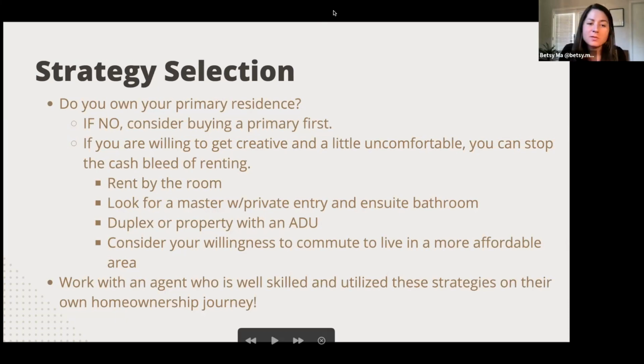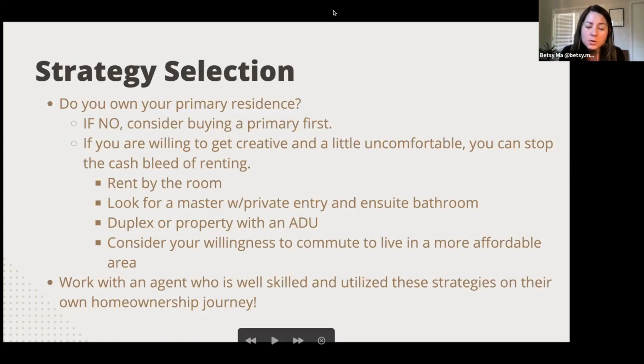Your first home is never your dream home. What could you do to just get in and let that property sit for a few years to build up equity so that you can later purchase another property as your primary dream home? So I want to encourage you to work with an agent who's well skilled and utilizes this strategy even on their own home ownership journey, and can also be a resource for you as you start your home ownership journey. So those are for those individuals that don't own their primary residence.